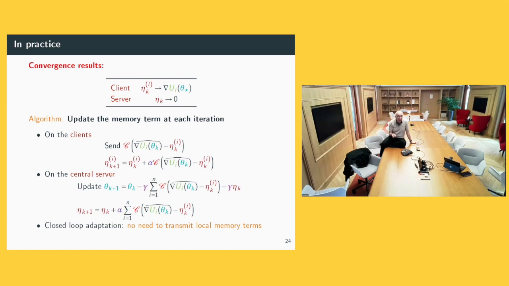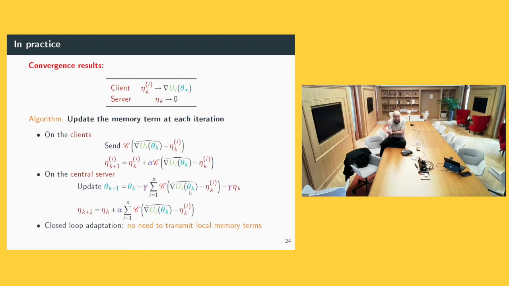Then you update locally this memory term, eta k+1,i. This is the update term. You have a kind of leakage alpha. It's exactly the same in DPCM, otherwise it becomes unstable. You don't transmit eta k,i, and what you do on the central server is that you update according to this gradient, and then you compensate with respect to an eta k, and this eta k is simply updated using this update, okay?